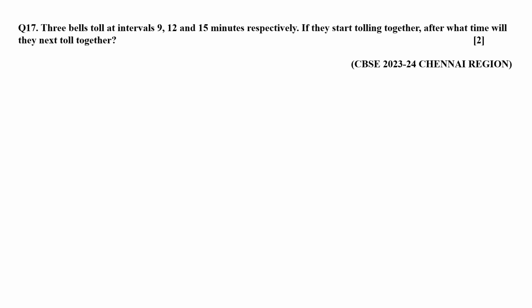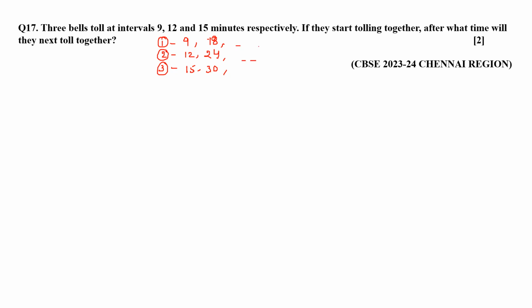So if you consider the first bell, second bell, third bell, the first bell tolls every 9 minutes, the second every 12 minutes and the third every 15 minutes. Now if you have to find when they will next toll together from the starting time, the first bell will toll again after 9 minutes, then after 18 minutes, from the beginning I am talking about. Same way the second is after 24 minutes from the beginning, and the third after 30 minutes from the beginning. Next will again be a multiple of 9, a multiple of 12 and a multiple of 15.